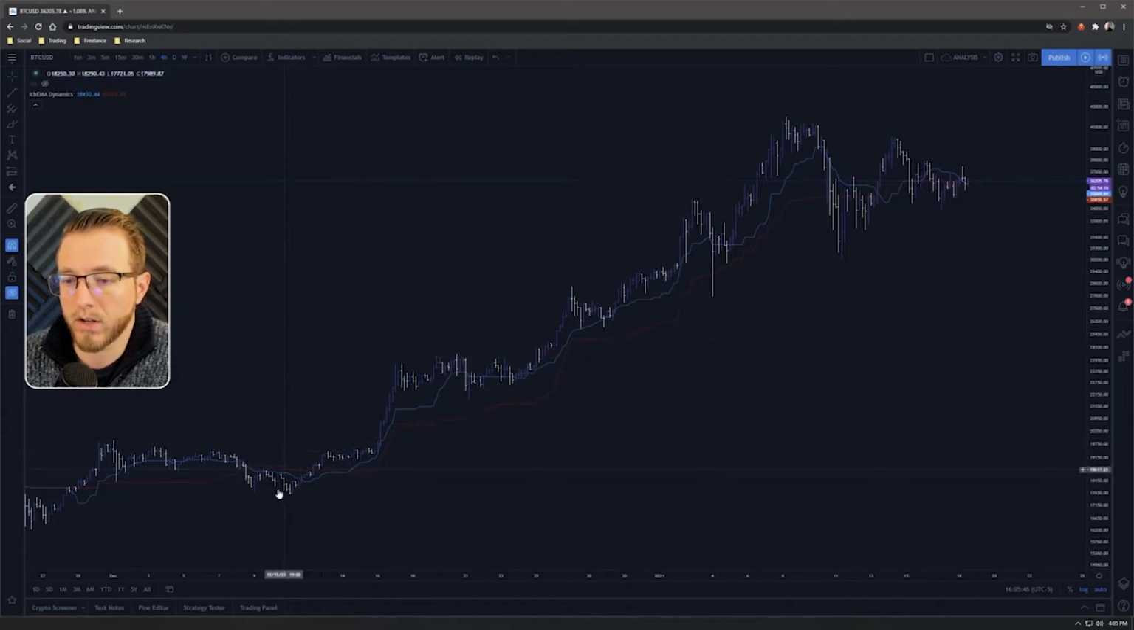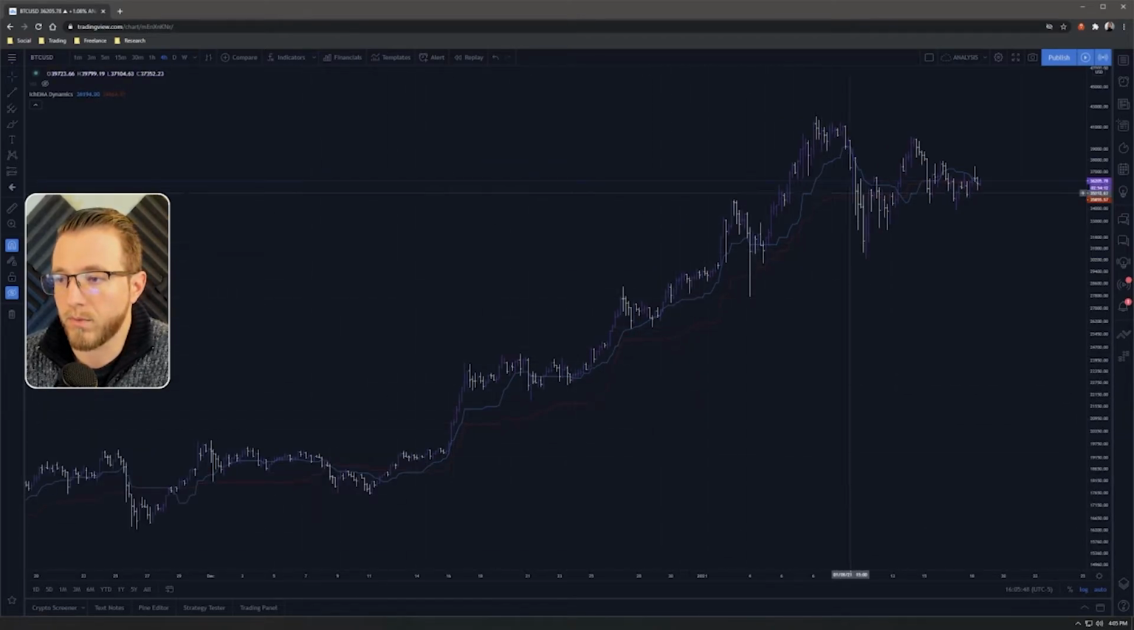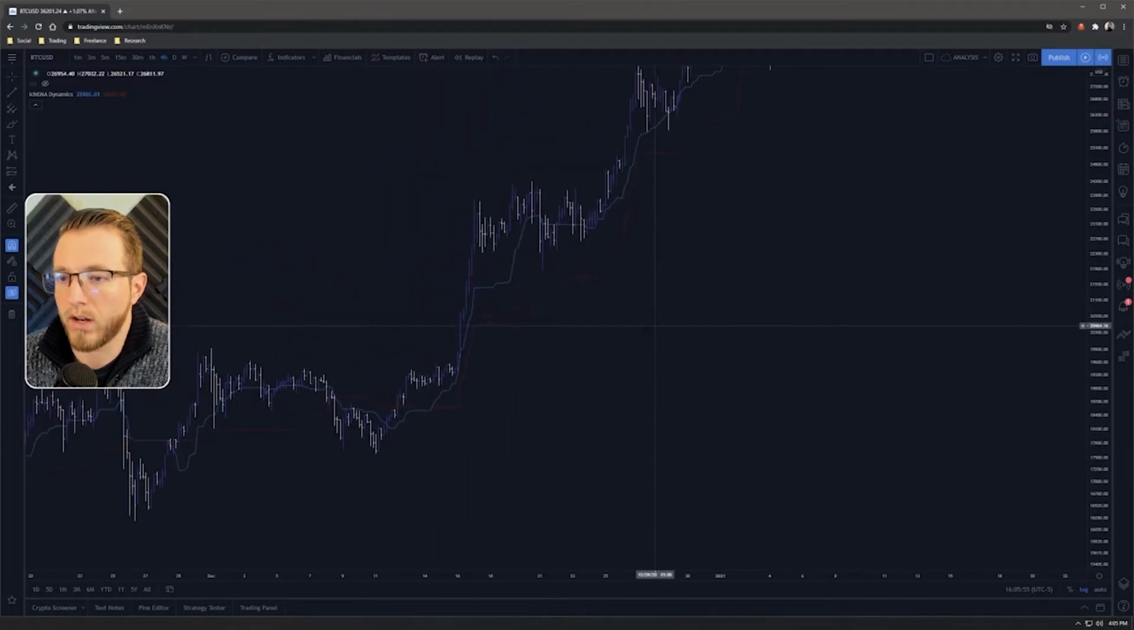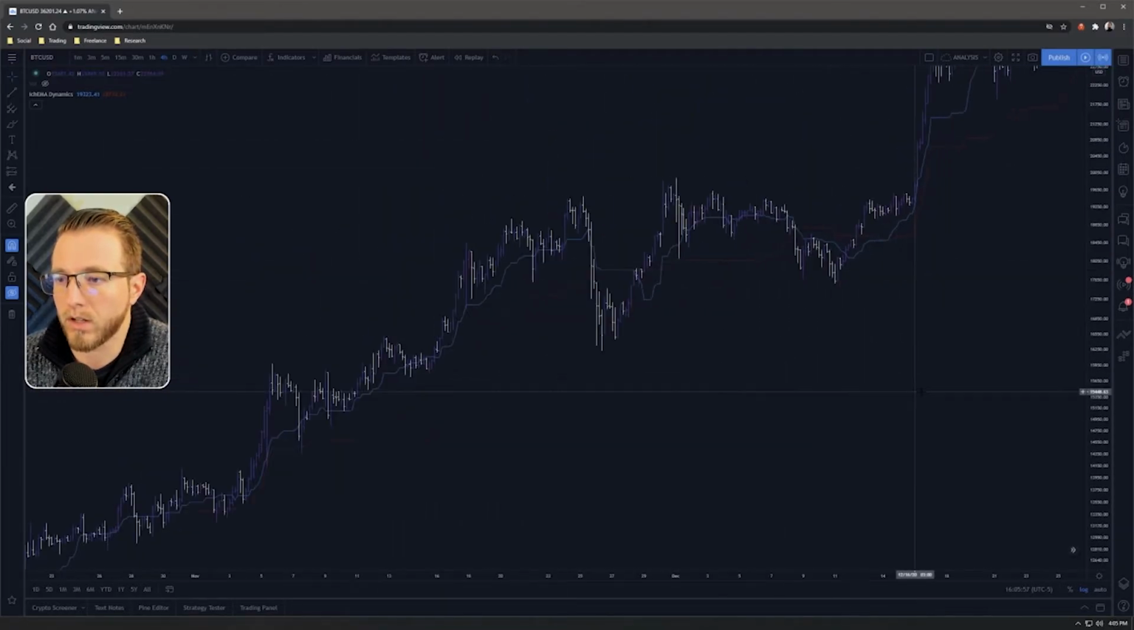That was a signal to be entering into a long. That obviously would have been a massive winner. And then this is pretty much where you would have exited. Now, that can work when something is going parabolic like this.